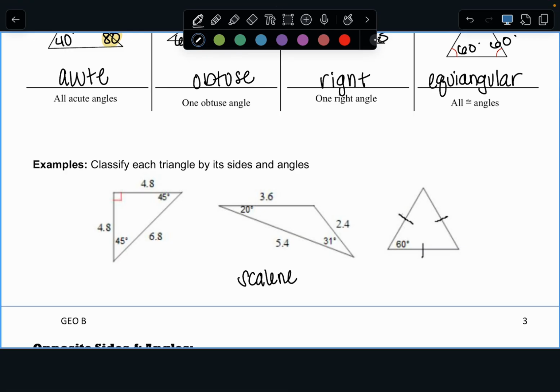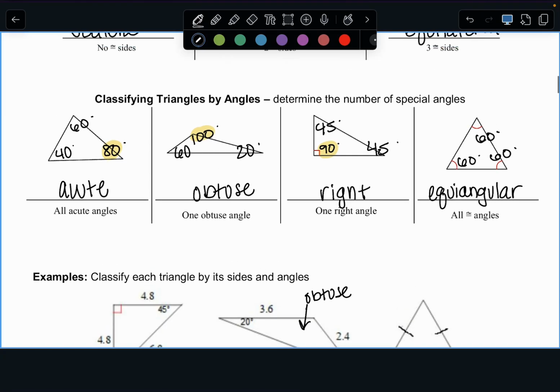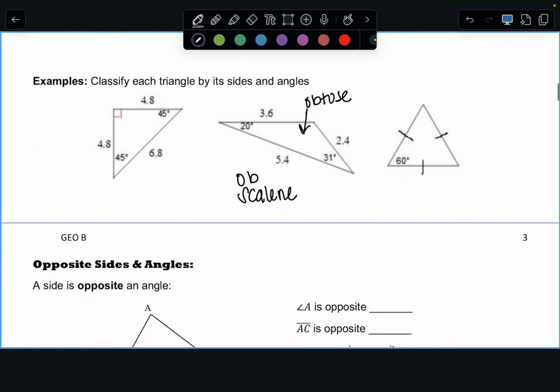Now, like Reagan said, which we don't technically know quite yet, all of my angle measures add to 180. Does that mean this angle right here is going to be bigger than 90 or less than 90? It's going to be bigger. It's going to be obtuse. So if I classify my triangle by the biggest angle, how would I classify it? Obtuse. So this is an obtuse scalene triangle.